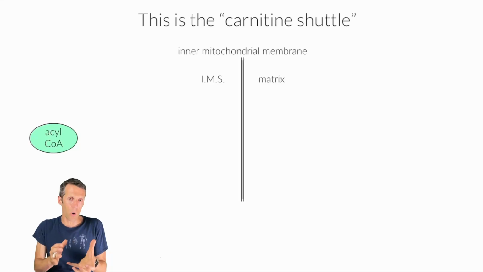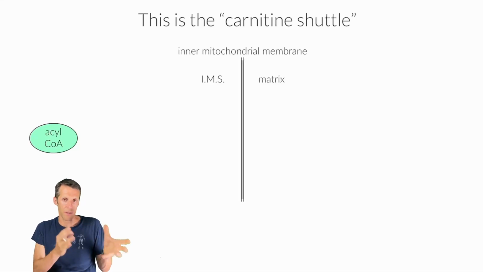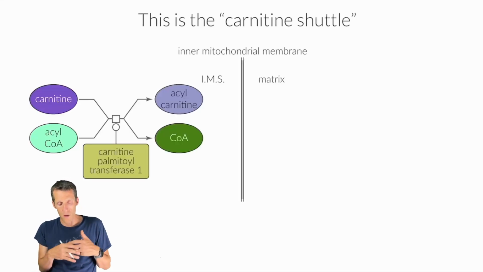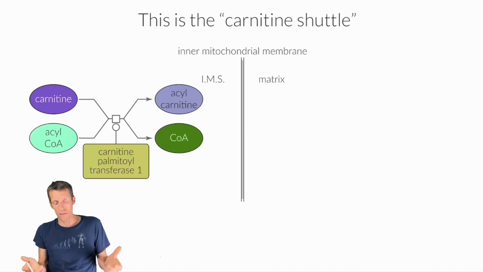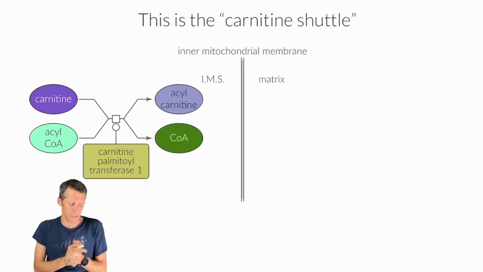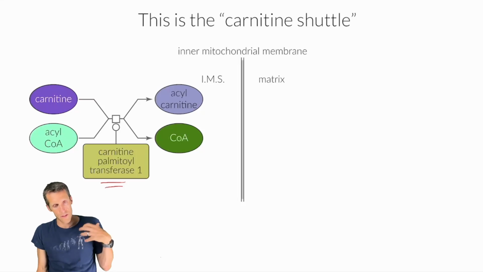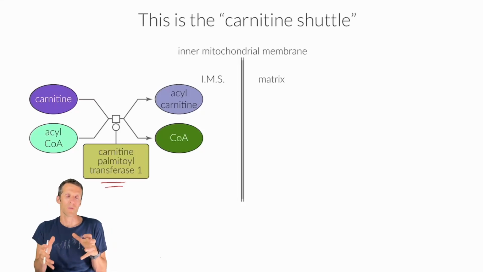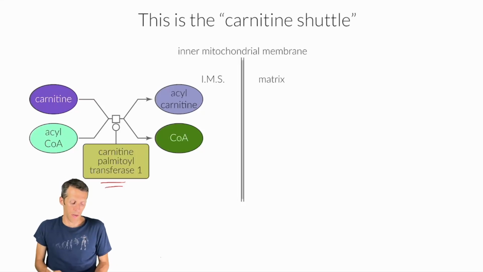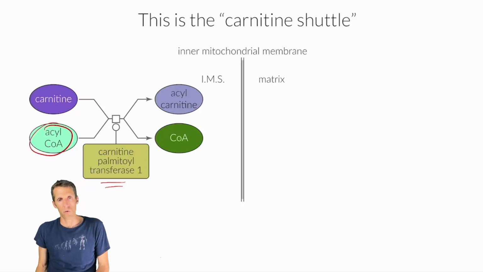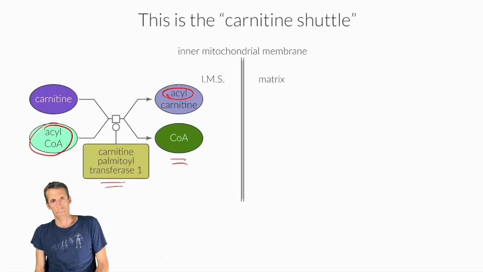So we have our acetyl-CoA. It's sitting in the intermembrane space, so in the cytosol. We have a carnitine that's floating around out there. We have this enzyme, carnitine palmitoyl transferase 1. This is sort of sitting on the outside of the intermembrane space. What it does is it catalyzes the reaction that I just showed you, taking the acyl group off of the CoA and sticking it onto the carnitine. This yields a free CoA molecule.